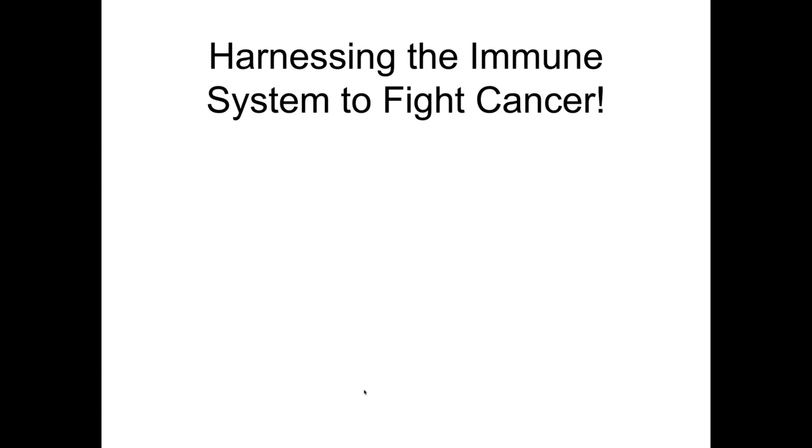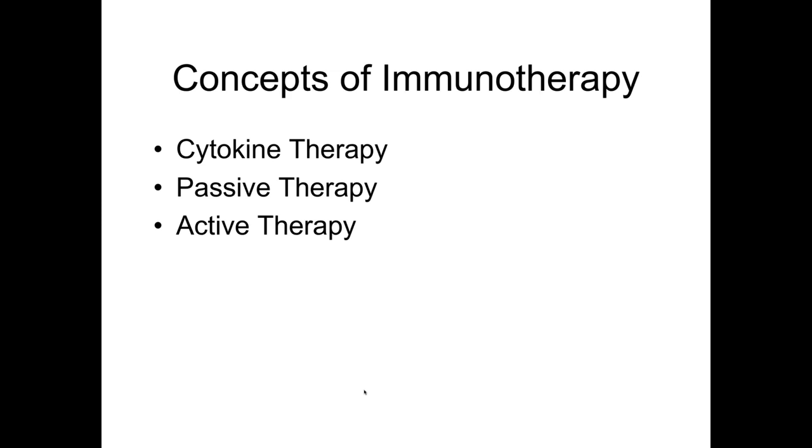So now that we talked a little bit about the basics of the immune system, how do we harness the immune system to fight cancer? Right now, immunotherapy is kind of broken into three basic concepts. They call it cytokine therapy, passive therapy, and active therapy. And I'm going to focus today on active therapy.